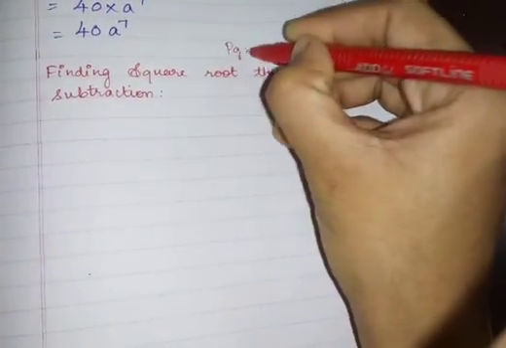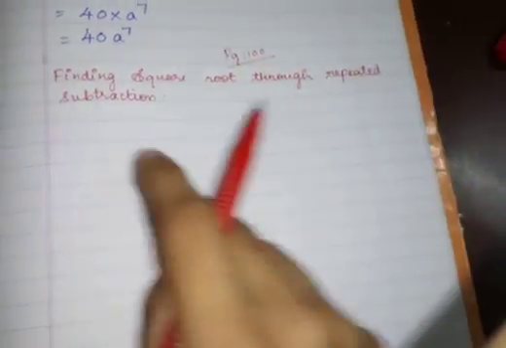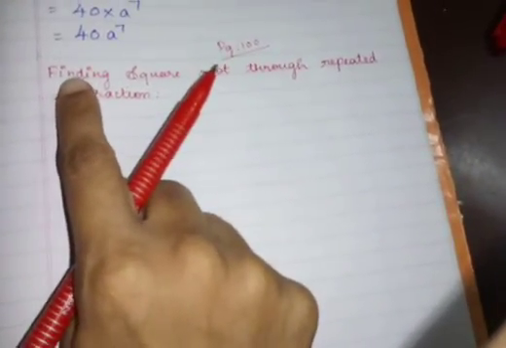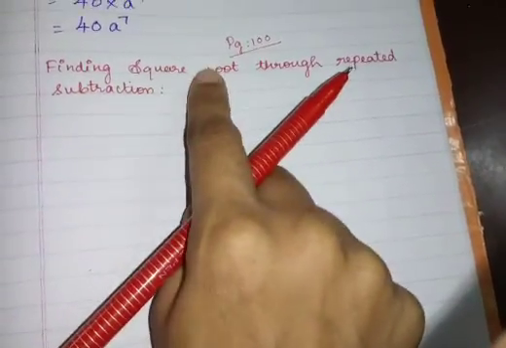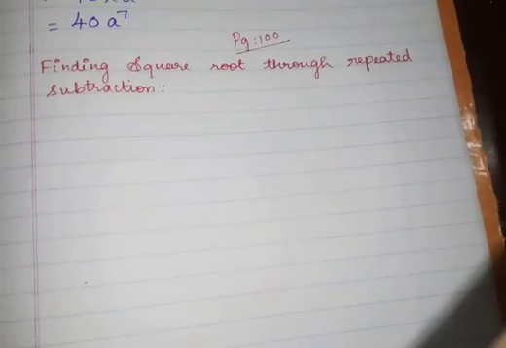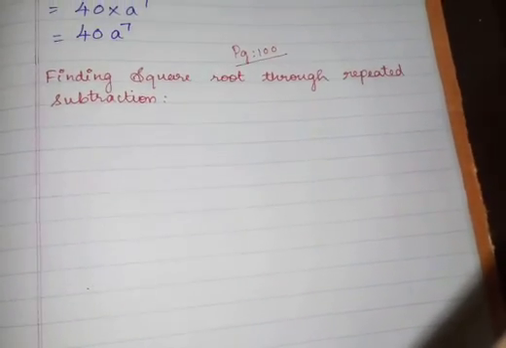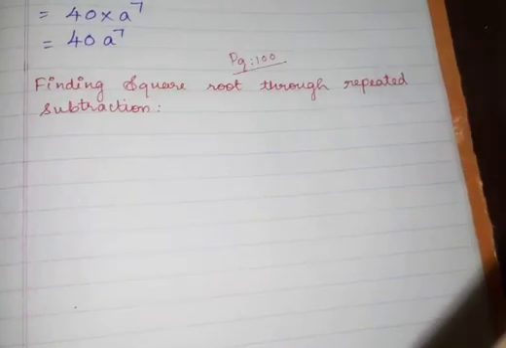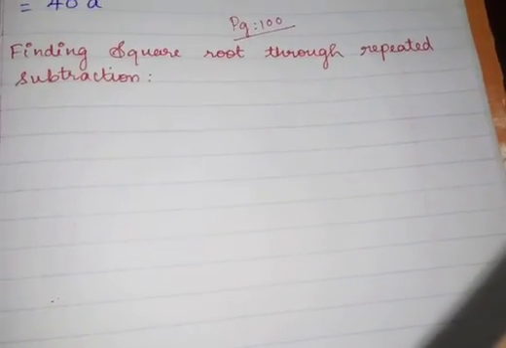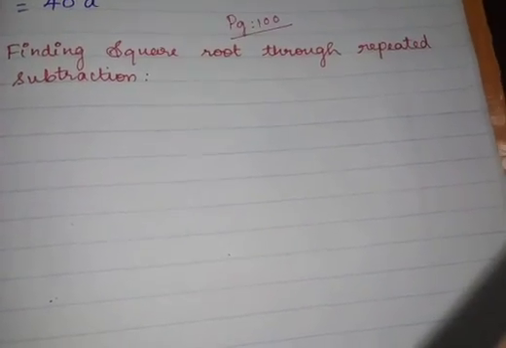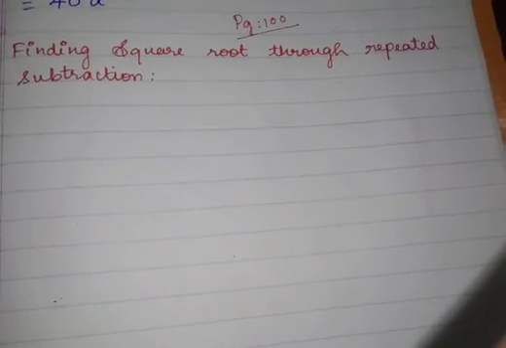On page number 100 you can find one heading, 6.5.2, finding square root through repeated subtraction. Yes, we are going to find the square roots of a number using repeated subtraction. We already know the meaning of repeated subtraction: we are going to subtract continuously until we get an answer.